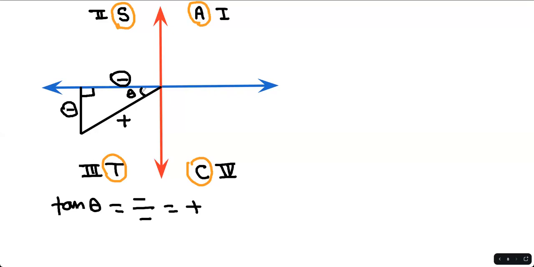If you look at the sine, sine is opposite over hypotenuse. Negative over positive is negative. The cosine is also adjacent over hypotenuse, negative over positive. That's going to give you negative. So only the tangent is positive in the third quadrant. And you could do that in every quadrant to find out why each one of these is positive in their quadrants.